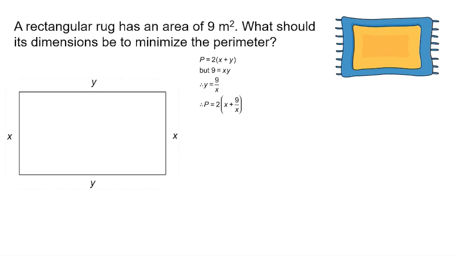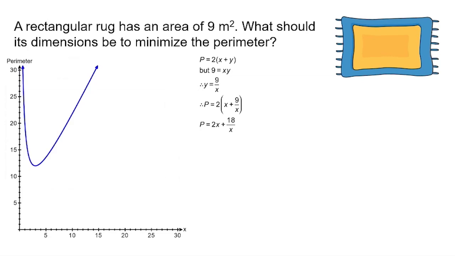So the perimeter now is actually 2 brackets x plus 9 over x. And we now have only one variable. The graph of that looks like this, and we want to be here. So what we're going to do now is differentiate it. We haven't differentiated it yet. We've got it kind of flat, ready to differentiate.